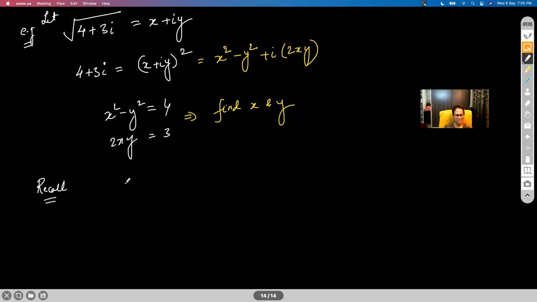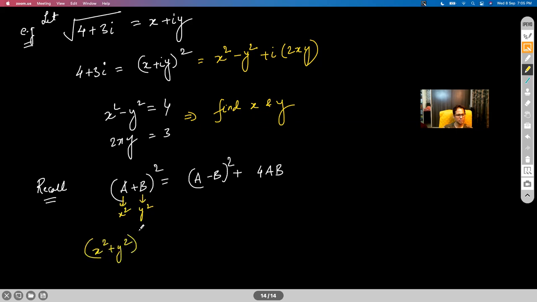Recall that in your childhood days, you would have done this property: a plus b the whole square is a minus b the whole square plus 4ab. Have you all done this identity before? Yes, sir. I think in class 7th or 8th you would have done it, isn't it? So I'm planning to use the same here by taking a as x square and b as y square. So see what I'm going to do. Can I say x square plus y square whole square is x square minus y square whole square plus 4x square y square?